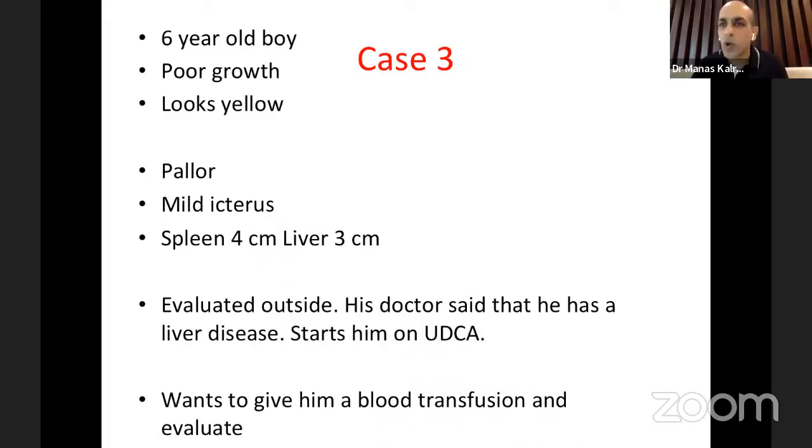So with this, I move on to the third case. You have looked at thalassemia major also, and you know that low MCV, high RDW, low RBC count can be seen in thalassemia major. And what is important is that you look at the peripheral smear and make a diagnosis.